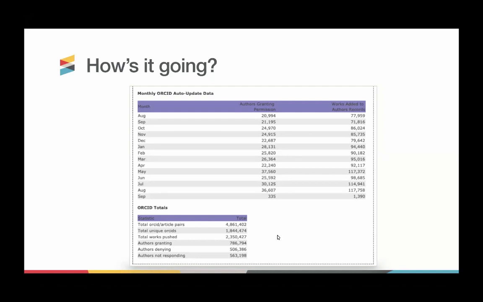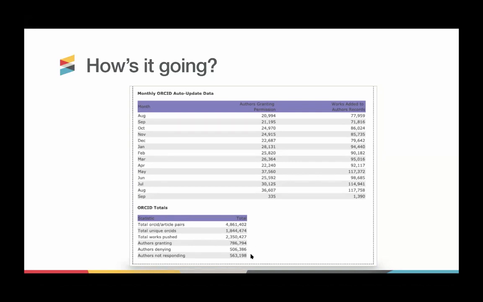Looking at the total figures since we started to do auto update, I can see that there are now nearly 5 million ORCID article pairs. So 5 million articles that have at least one ORCID associated with them, so that you're reliably able to match the author with the work that they've published.